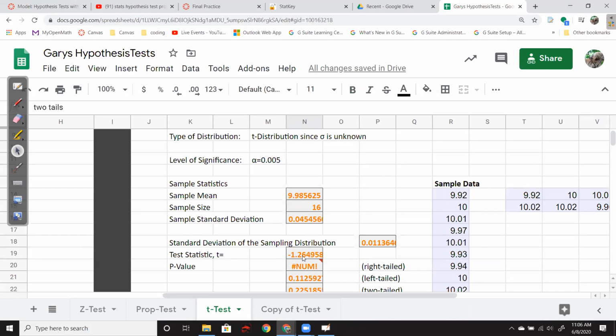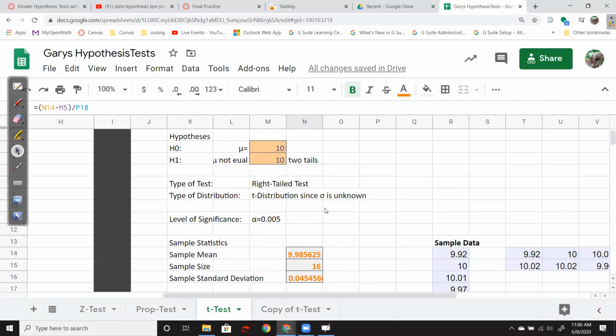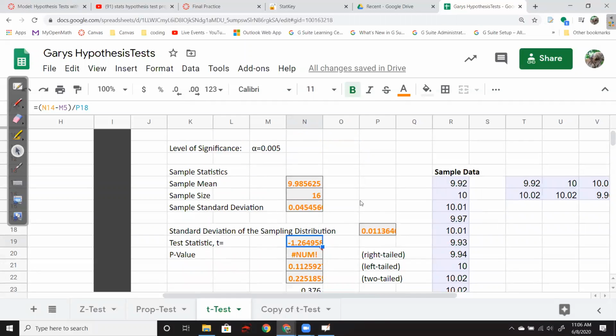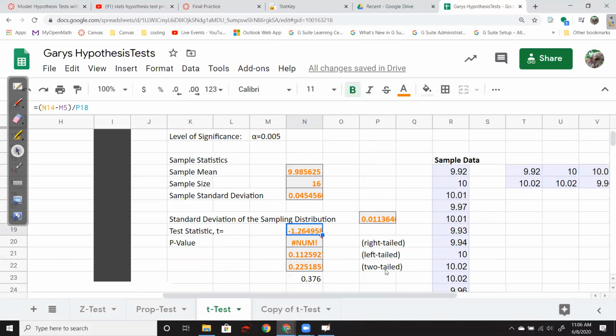So a t-score is like a z-score. It counts standard deviations. In this case, it's counting standard errors. And so what it says is 9.9856 is less than 10. It is 1.2, 1.3 standard deviations below average when we're expecting the average to be 10. So the question is, is that way below average, or is it close enough to 10 for 16 bolts? And the p-value tells us that. So I want the two-tail version. Two-tail version, I'm getting a p-value of 22.5% down here.